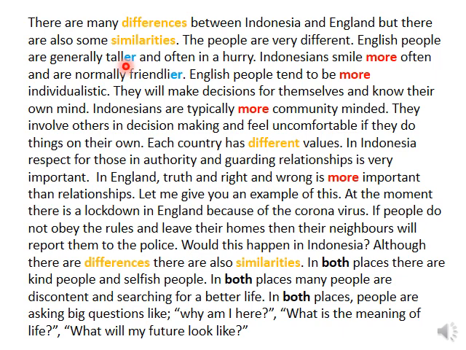So English people are more tall, but we wouldn't say more tall, that would be wrong. Instead of saying more tall, we say taller. Another word we often use is the word more. More often, more individualistic, more community-minded, and so on. Now, when we are making the point about the similarities, we often use the word both. You see that here 3 times. In both places, there are kind and selfish people. In both places, and again, in both places. These are some phrases that we commonly use when making comparisons.